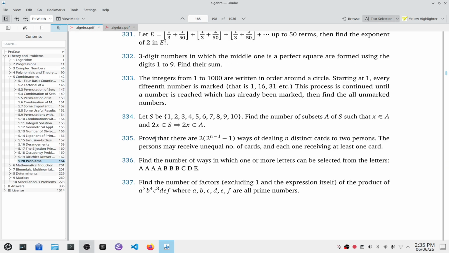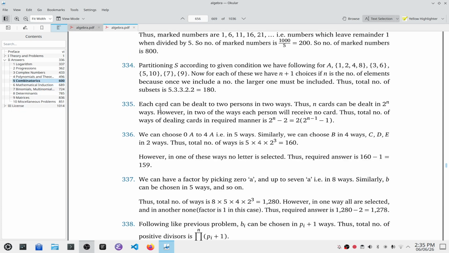Question number 335 says that prove that there are 2 multiplied by 2 to the power n minus 1 minus 1 ways of dealing n distinct cards to 2 persons. The persons may receive an unequal number of cards and each one receiving at least 1 card. So each card can be dealt to 2 persons in 2 ways. Thus n cards can be dealt in 2 to the power n ways. However, in 2 ways, one person will receive no cards. Thus total number of ways of dealing cards in required manner is 2 to the power n minus 2, that is 2 multiplied by 2 to the power n minus 1 minus 1.